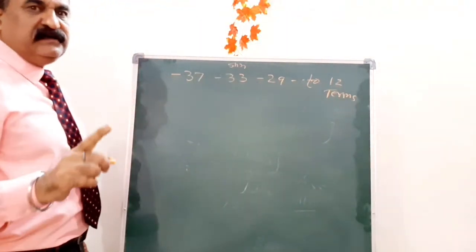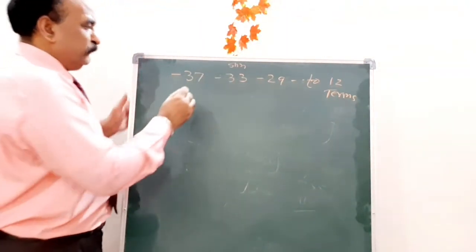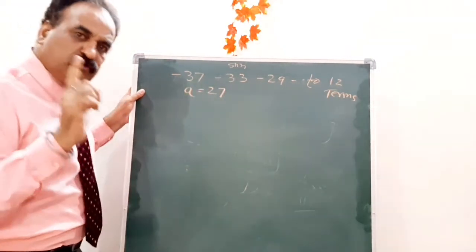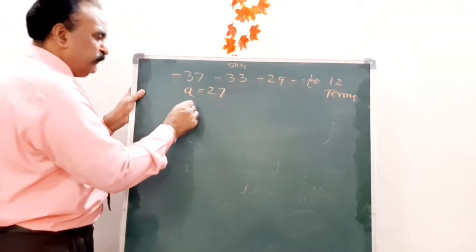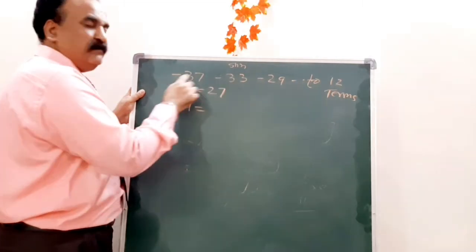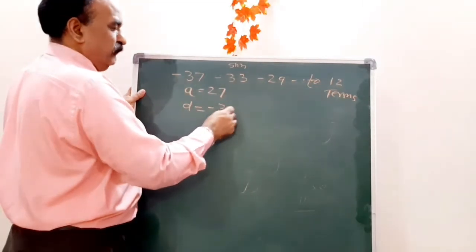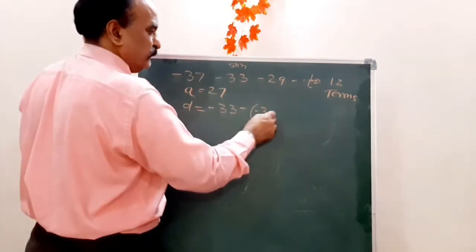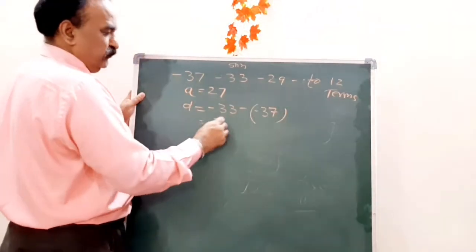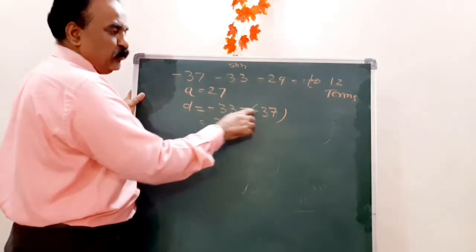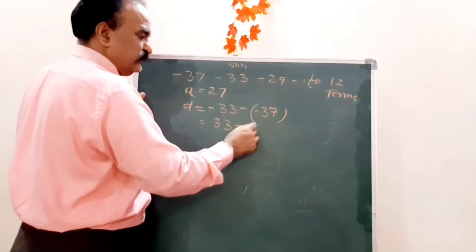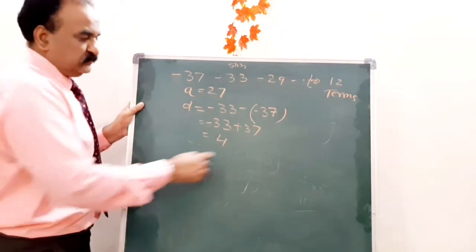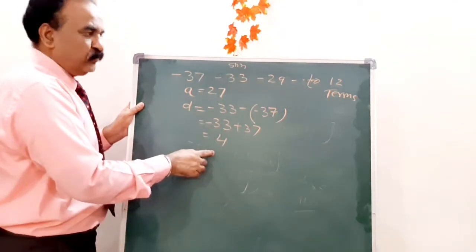Okay, now first see, what is your first term? The first term means a is equal to minus 37. Now you have to find the common difference. The common difference will be second term minus first term. Minus 33, and you have to subtract minus 37. So minus 33, and when you open the bracket, it becomes plus. It means 4. Minus 33 plus 37 means 4.